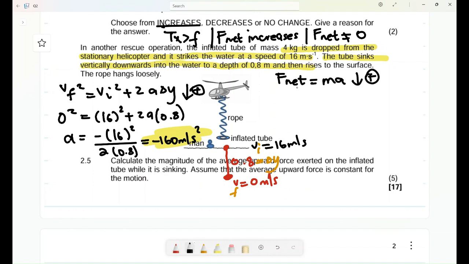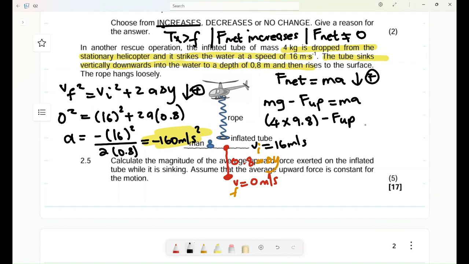So what is my F net? Remember, if I choose downwards as positive, it means now I'll say F net is equal to Fg moving downwards minus my F up. It is equal to ma. Am I in a position of substituting? Yes, but I can change this to mg. Okay. Then what is my mass? Remember, you're talking about the mass of the tube now. It is going to be 4 multiplied by 9.8 minus force upwards.